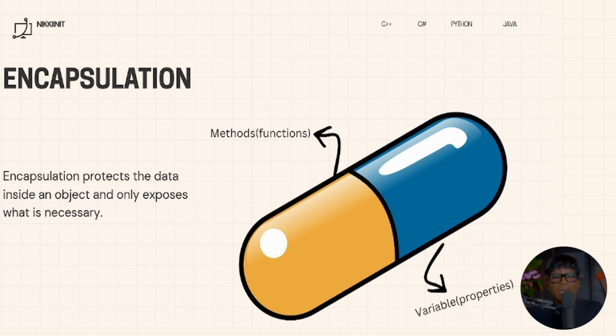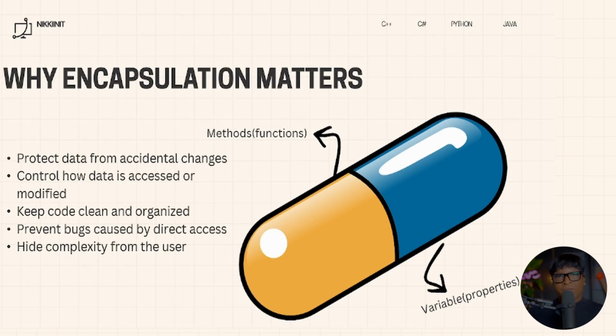Now let's take a look at encapsulation. Encapsulation protects the data inside an object and only exposes what is necessary. Now let's look at encapsulation as a pill, right? You have all of your data and methods inside, and we use that little capsule to protect your data and methods inside of that class.